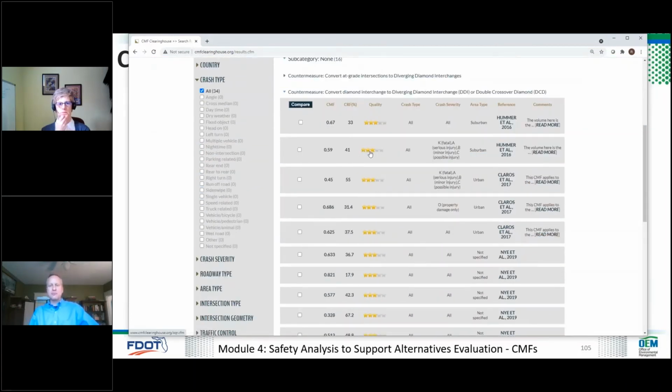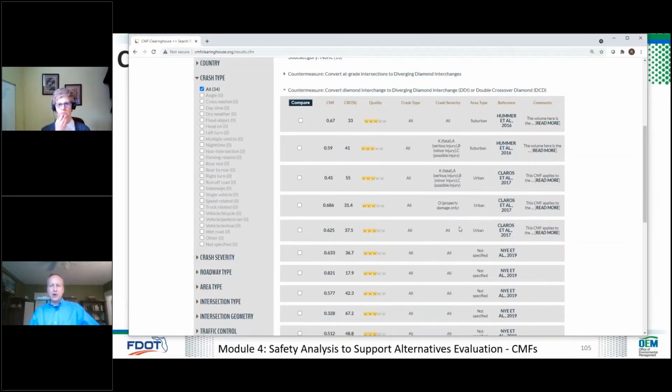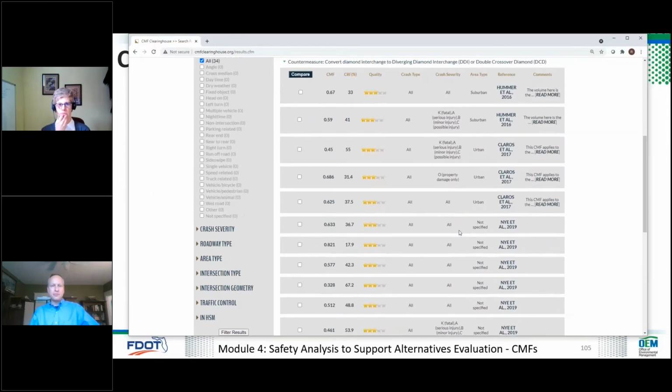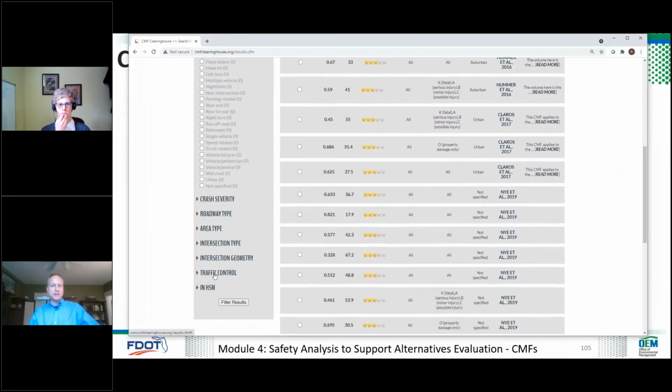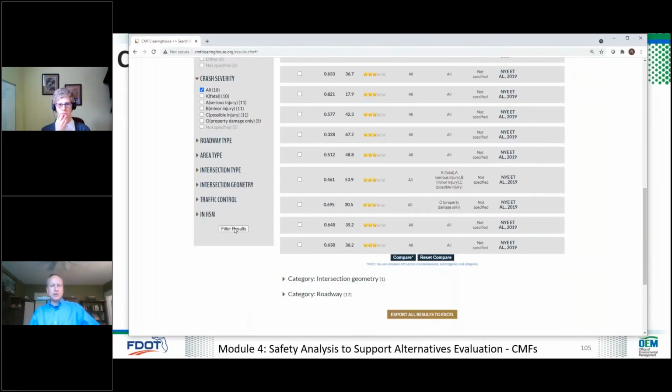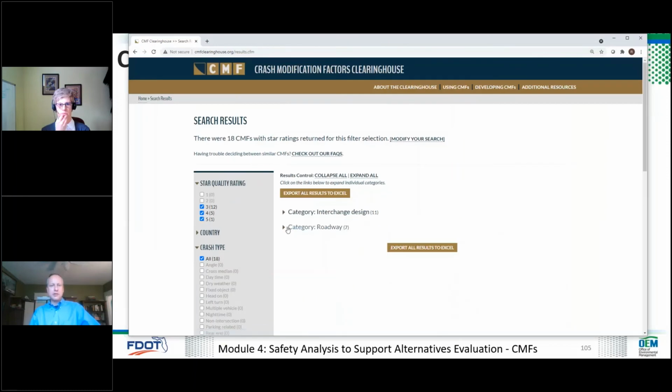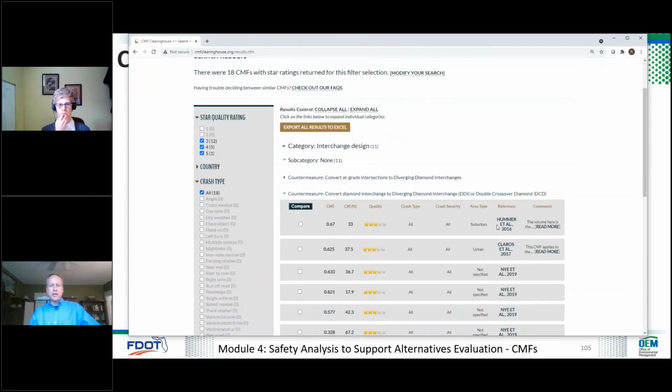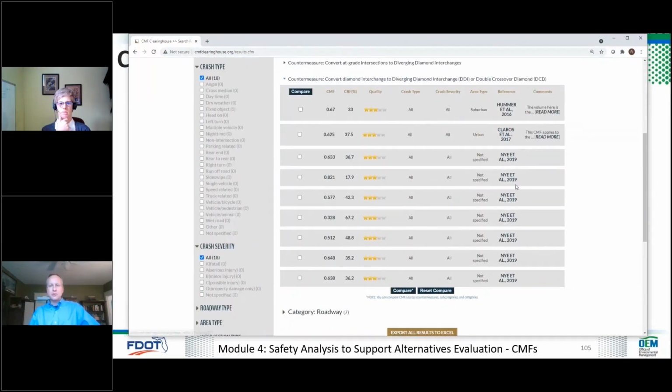So I've gone from 60 to 58 to 14. And then I look at crash severity. Well, I want all crash severity. I don't want just the high severity for what I'm doing at this point in the project. So I'm going to click all. I'm going to filter my results again. Starting to narrow it down. So now I'm down to 1, 2, 3, 4, 5, 6, 7, 8, 9. So I've narrowed it down. And that's one way that you can really narrow this down.